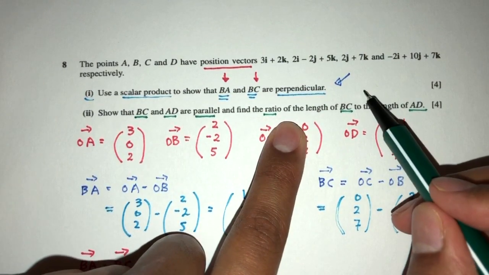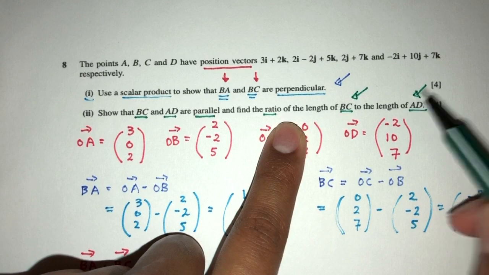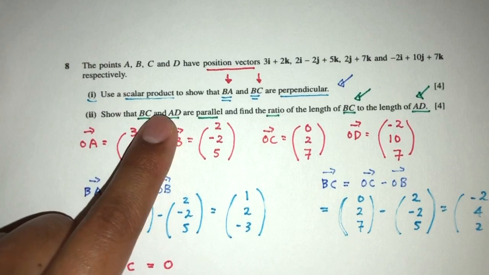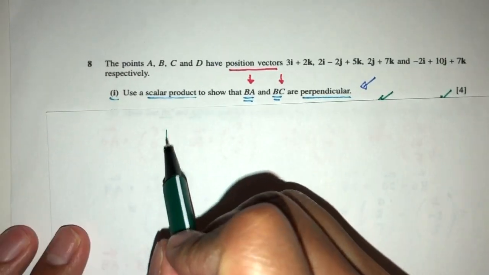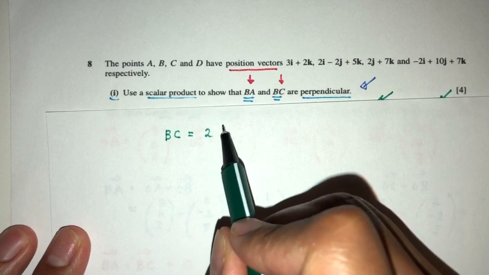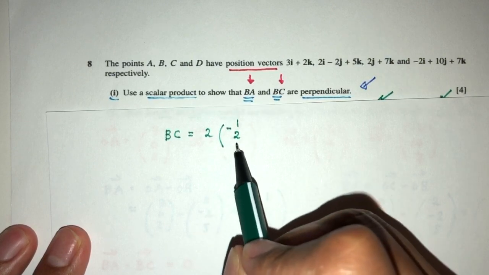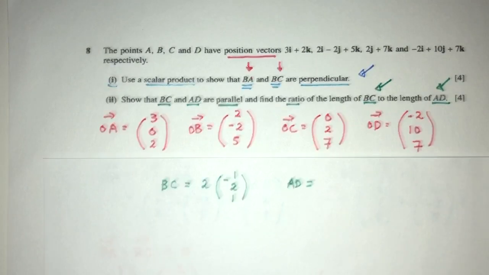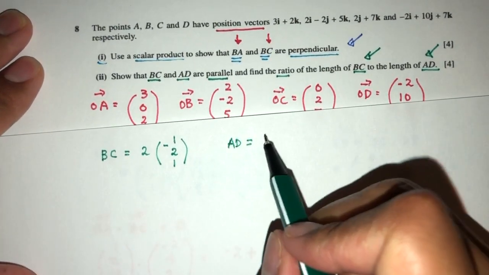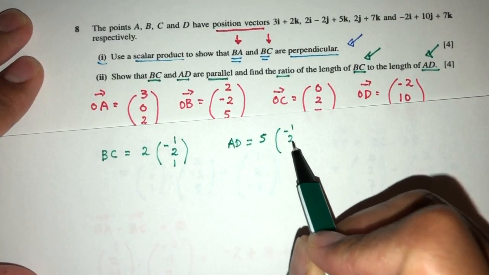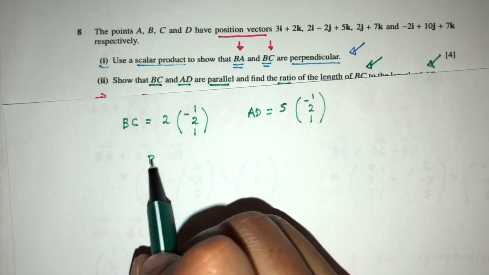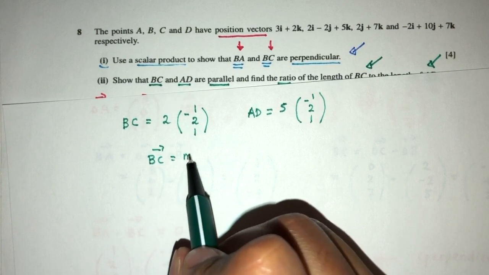Now for part 2 of the question, you can see here, we have to find the ratio of the length of BC and AD. We have 2 ways of doing that. Let's use the easiest way. So we realized from part 1 that we had BC was equal to 2 times minus 1, 2, and 1. And AD was found to be 5 times minus 1, 2, 1. Now, we were able to show that BC is a multiple of AD.